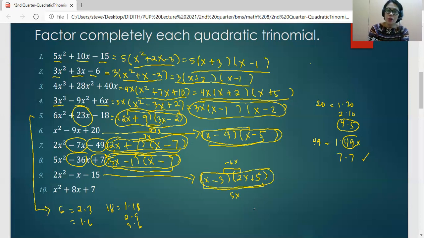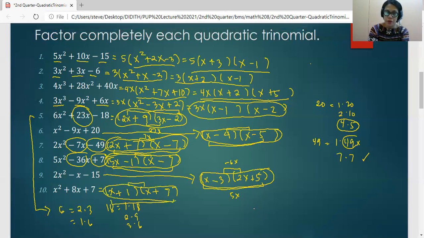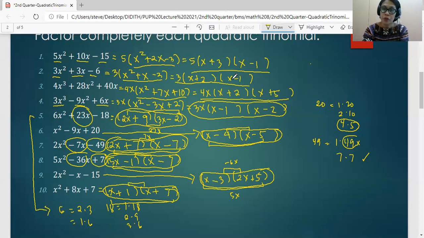Now in number 10, everything is positive here, and 7 is a prime number, and the factors for x squared are x and x. So we'll just place 1 and 7 here, and then everything is plus. So we'll come up with the middle term equal to 8x when we add x and 7x here. So these are really the factors. So this is how we work on the factors of quadratic trinomials.